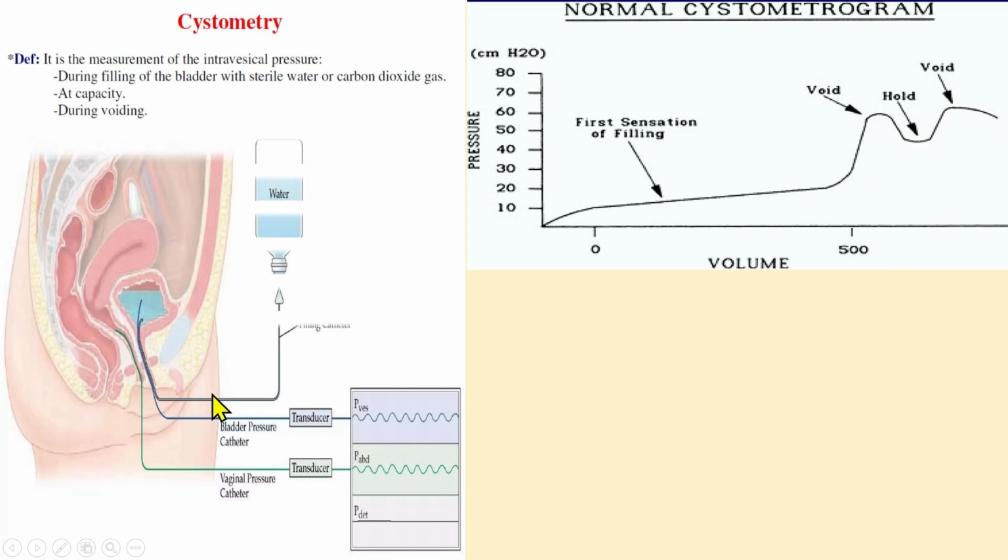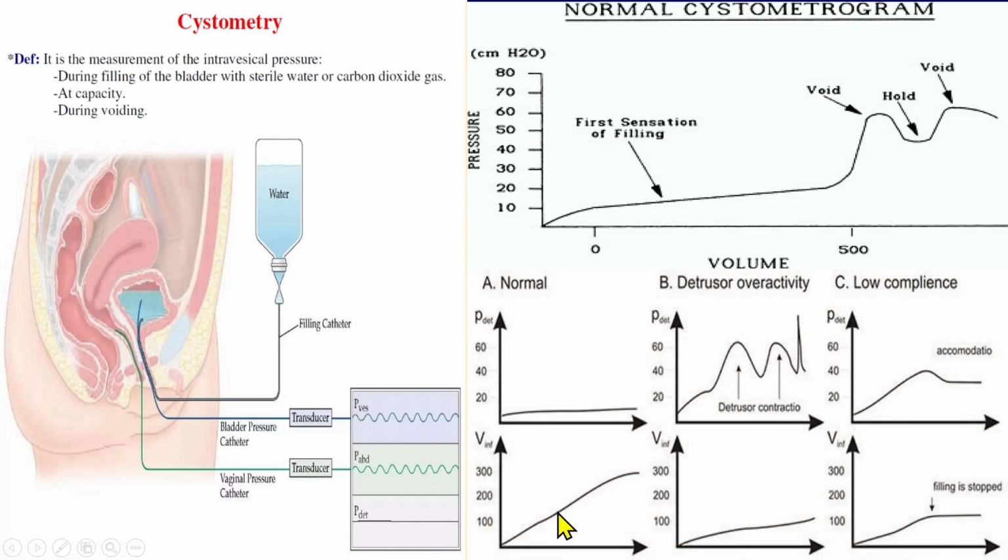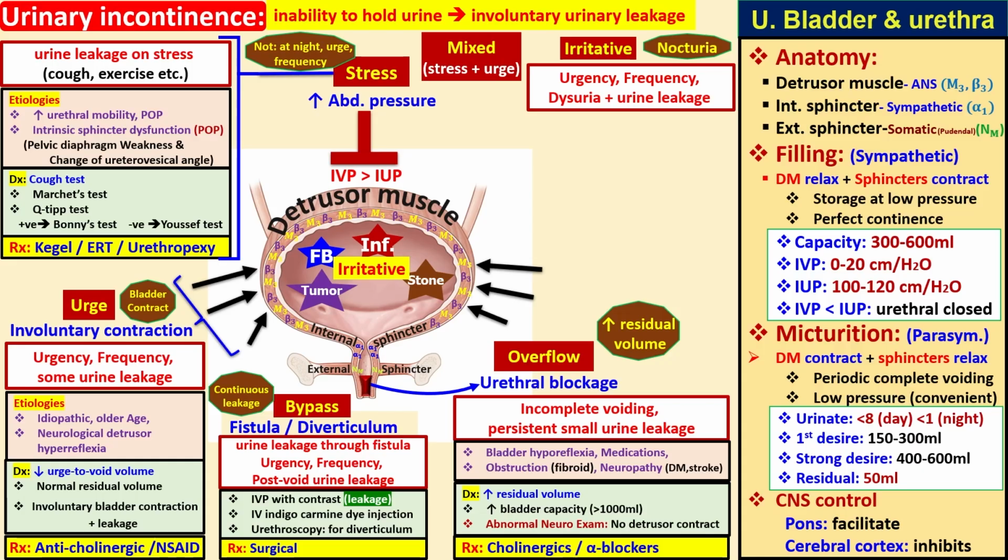Okay. How can we check the bladder capacity? By adding fluid. Okay, and ask the patient when she feels her bladder is full, and when she feels the desire to micturate. So we note those volumes and compare with the normal one. Okay. So this is the normal graph, and this is abnormal, where there is detrusor overactivity. Okay. So that means this is the urge condition. Okay. So there is a low compliance condition. Filling is stopped. So come to the last segment, that is irritative etiology.